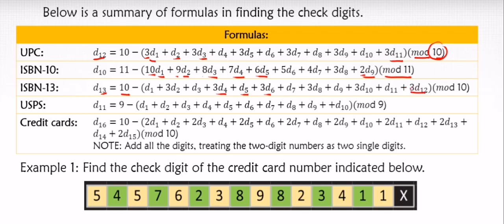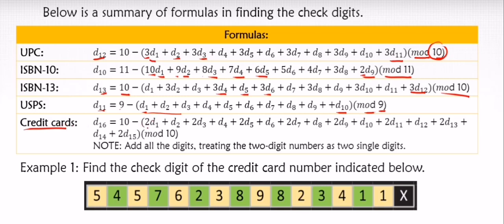Okay, mamaya mas maiintindihan niyo kapag nagsusolve na tayo. Then, modulo 10. USPS, we have D11 equals 9 minus D1 plus D2. Ito naman, i-add mo lang lahat ng digits hanggang makarating ka sa 10th digit. Okay? Then, modulo 9 lang. Next, D16 equals, ito naman ginagamit for credit cards because credit cards have 16 digits.